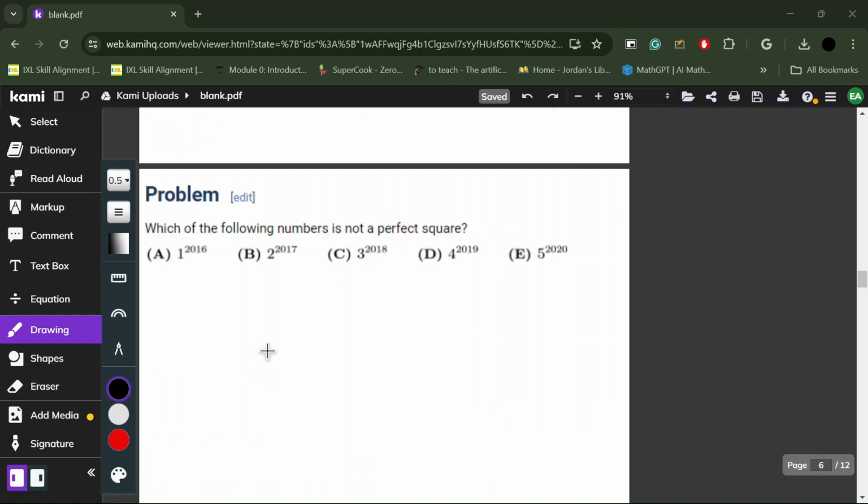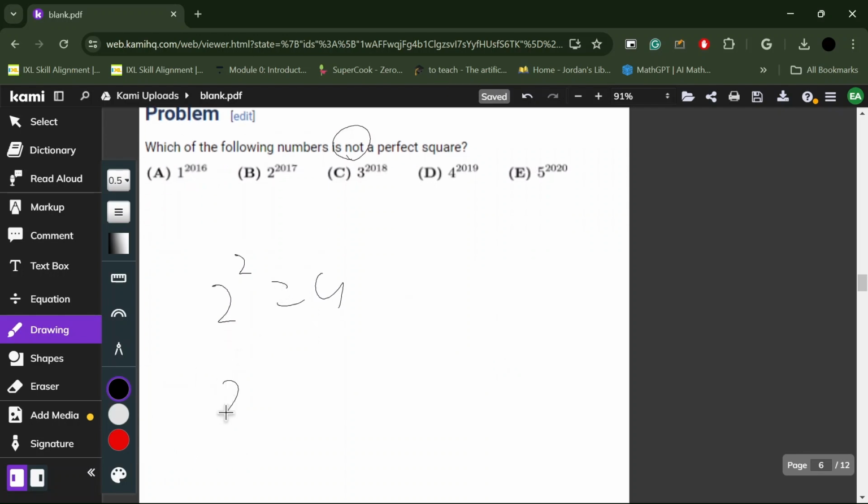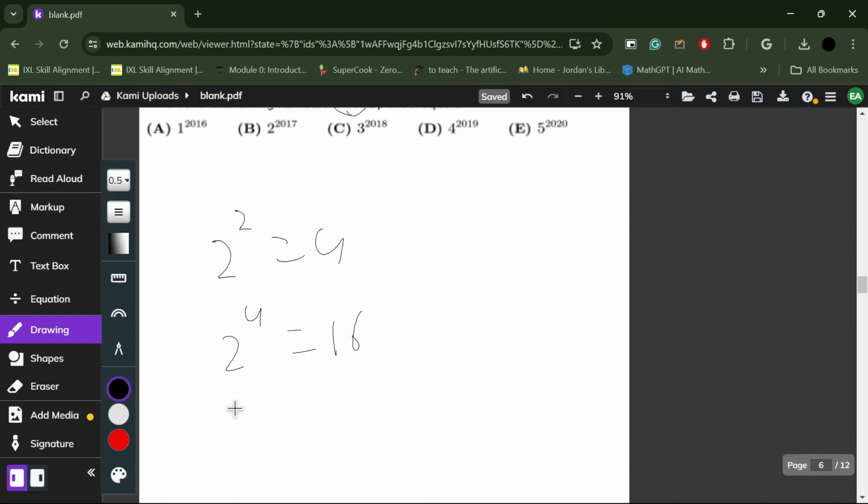Which of the following numbers is not a perfect square? So let's try to figure out, how do we know if it's not a perfect square, right? So let's say we have 2 squared. That's equal to 4. That is a perfect square. How about 2 to the power of 4? That is going to be equal to 16. That is a perfect square. What about 2 to the power of 6?